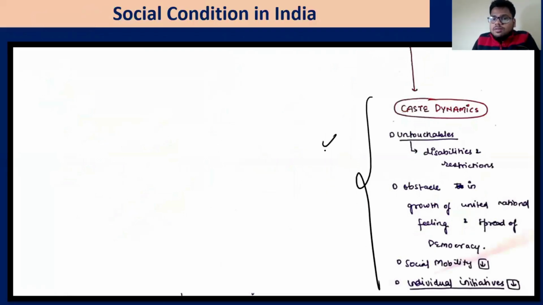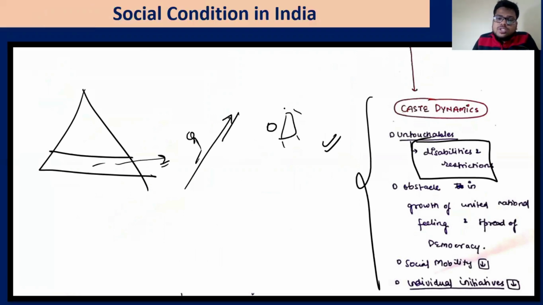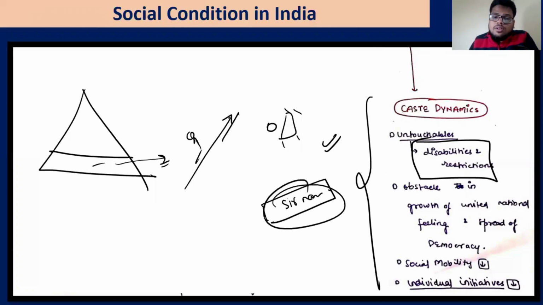For example, you have the untouchables who were lowest in the hierarchy. A lot of disabilities and restrictions were placed on them. For example, if some high caste person is moving from there, if they are sitting on a chair, let's say, or a charpai, then they have to stand up. They have to show respect, and they have to be always bare chested, let's say, because they cannot wear, they cannot have surnames. So these are the problems.